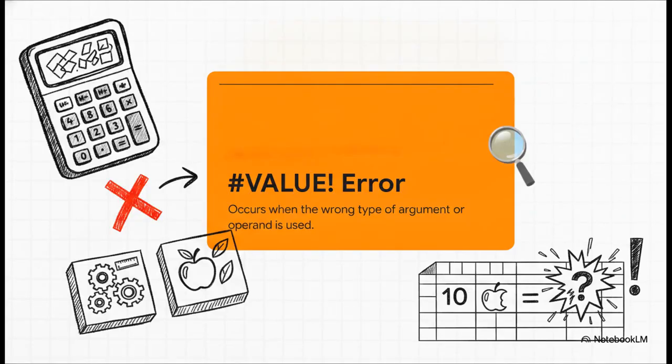Then you've got the value error. Basically, this means you're asking the formula to do the impossible by calculating incompatible types of data. It triggers when the wrong type of argument or operand is used. For instance, if you try to multiply a cell containing the number 10 by a cell containing the word apples, the spreadsheet is just going to throw its hands up. You can't do math on text, so it gives you a value error. Always double-check your data types.